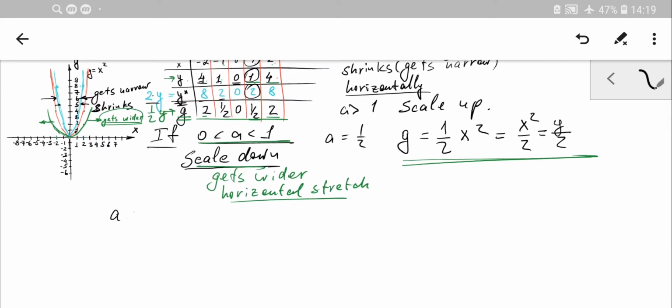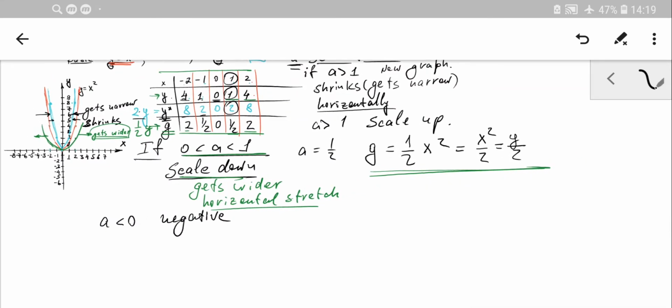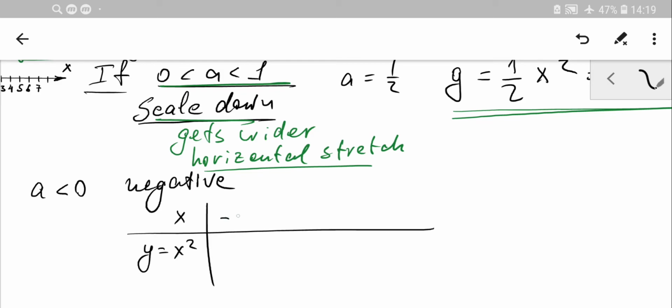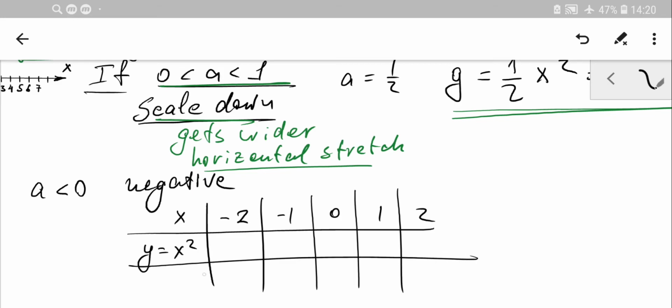So what if a is negative? Let's consider again, we set up the data table. So I just set up quickly for y equals x squared, when x runs through -2 to 2, the step 1. So here I'll just give an idea what will happen. So x squared: 4, 1, 0, 1, 4 symmetrically.